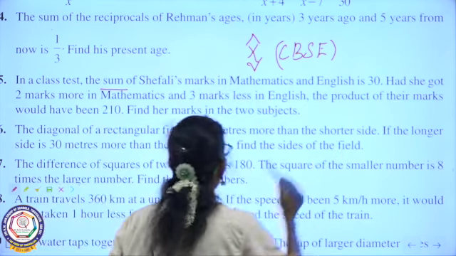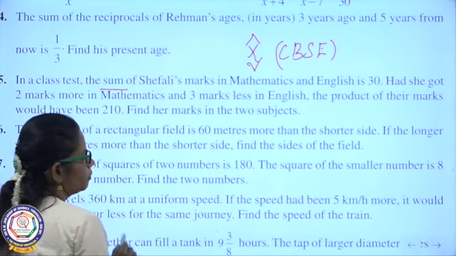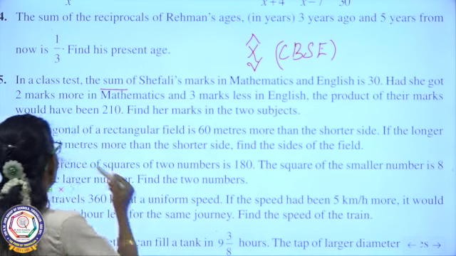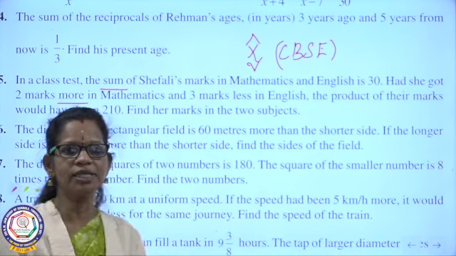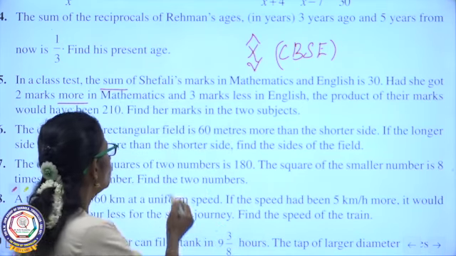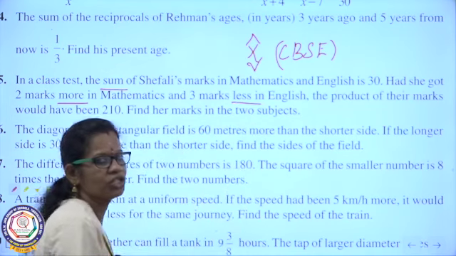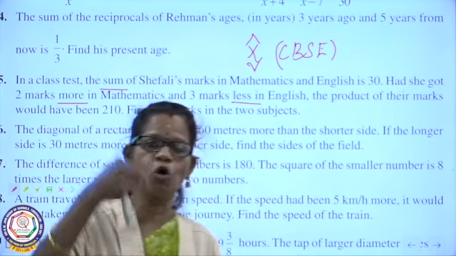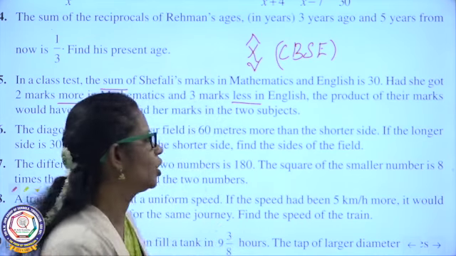She has got 2 marks more in mathematics. 2 marks more. More means what I said? Addition. 3 marks less in English. So, 2 marks more in mathematics, 3 marks less in English.